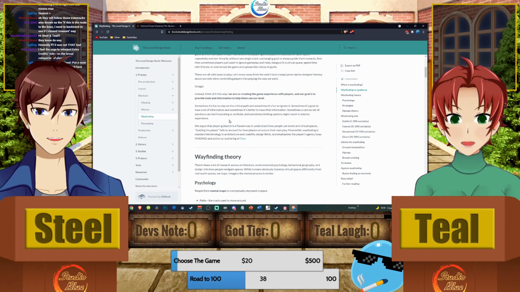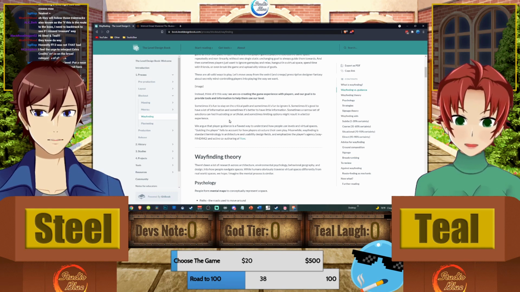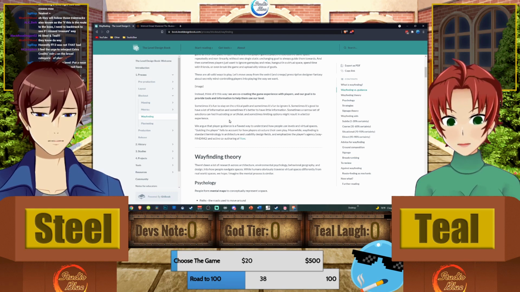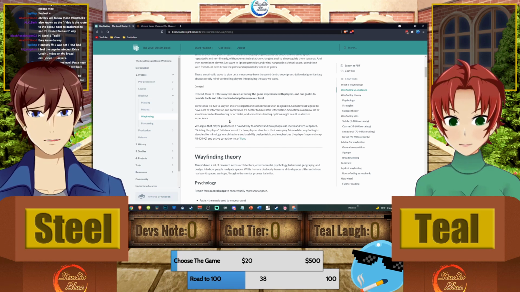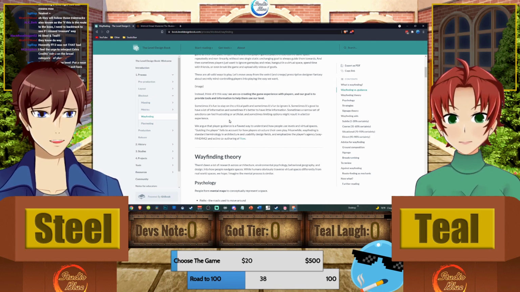On the flip side, don't go so wide that the player doesn't know where to go next. Absolutely. That's why your open world games have quest markers. Otherwise, you get completely lost.